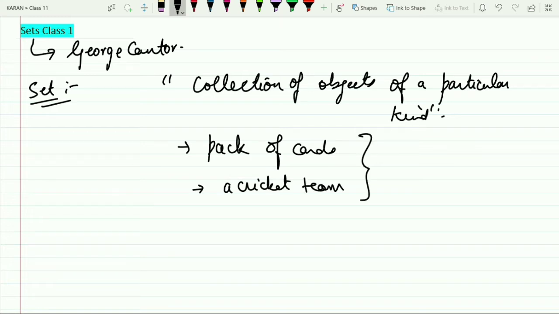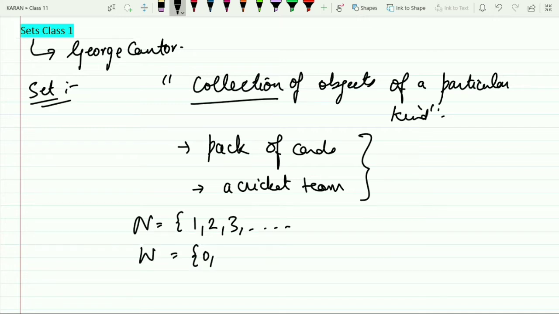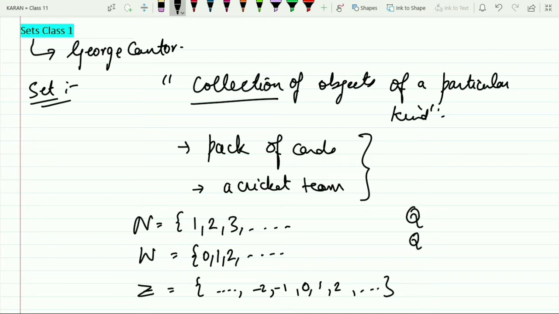Similar collections we come across in mathematics also. For example, if I say the collection of natural numbers, it means 1, 2, 3 and so on. If I say the collection of whole numbers, it is from 0, 1, 2, 3 and so on. If I say integers, since integers have no starting point, it is 0, plus minus 1, plus minus 2 and so on. And similarly others, the collection of rationals, irrationals, reals or complex numbers. So these are certain collections.